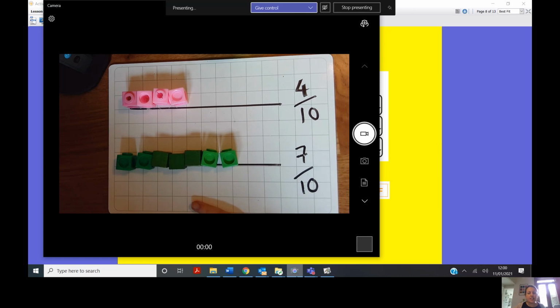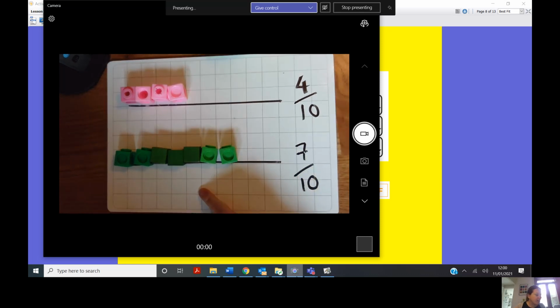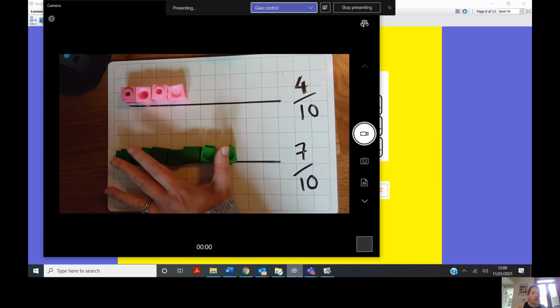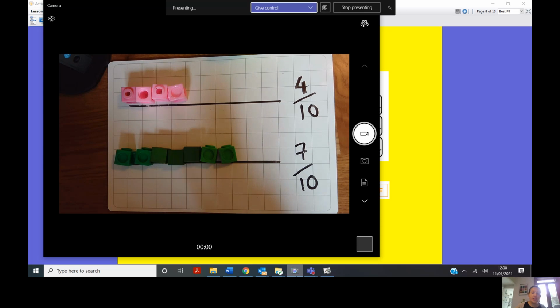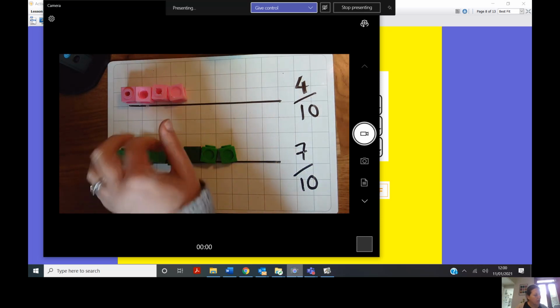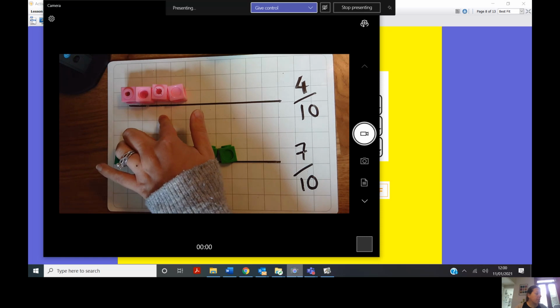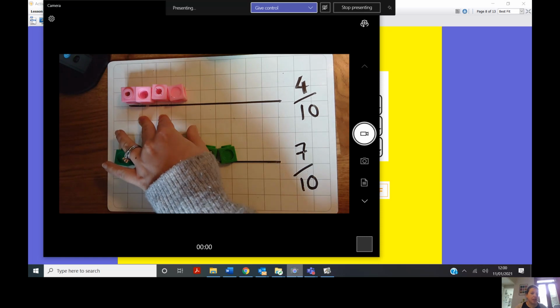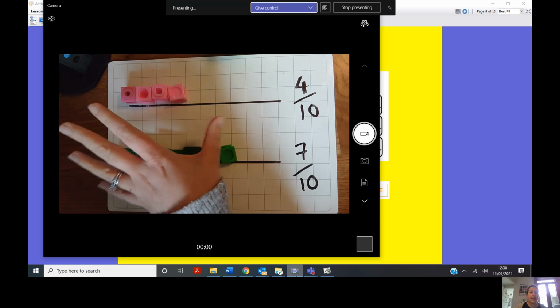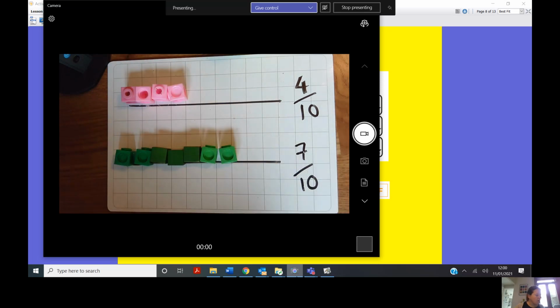Therefore, this representation shows more cubes than that one. As you can see, because if this was my whole, 7 parts of it are shown with cubes. 7 parts would be shaded. Here, 4 parts are shown with cubes. 4 parts would be shaded. So looking at here, 4/10 is smaller than 7/10.